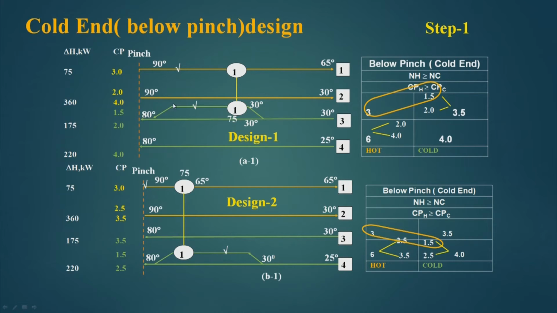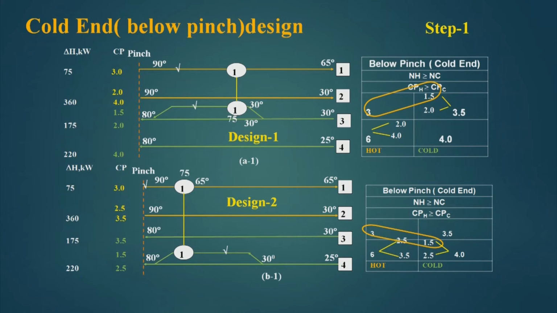Now, if this is 1.5, then the other part has to be 2.0. So, I have split this stream and then we have matched this 3.0 and 1.5. Now, this is the match 3.0 and 1.5. So, it satisfies this Cp criterion, that is CpH should be greater or equal to CpC. Here CpH is 3 and CpC is 1.5. So, this is greater than this. So, this match is perfectly all right and according to the rules.